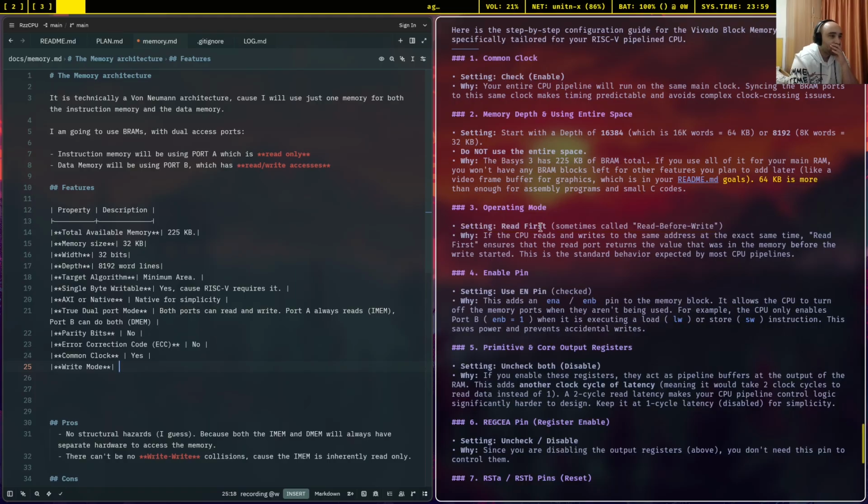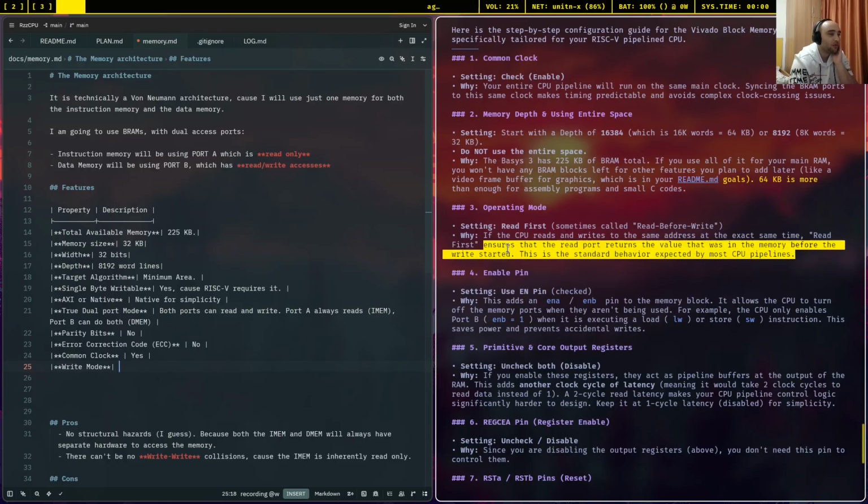Read first, sometimes called read before write. If the CPU reads and writes to the same address at the exact same time, read first ensures that the read port returns the value that was in the memory before the write started. This is a standard behavior expected by most CPU pipelines.